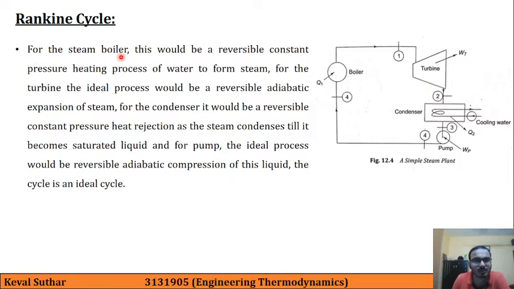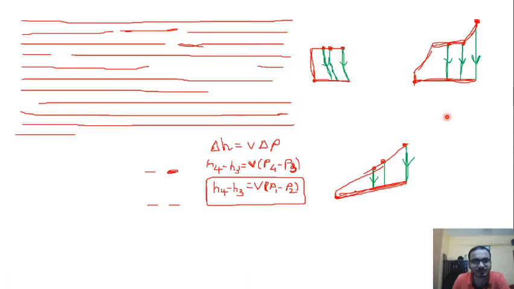For the steam boiler, here a constant pressure reversible heating process is there. Previously it was isothermal heat addition. Instead of that we are having constant pressure heat addition. The remaining things are the same, and here also in the condenser it will be isobaric, that is constant pressure heat rejection.